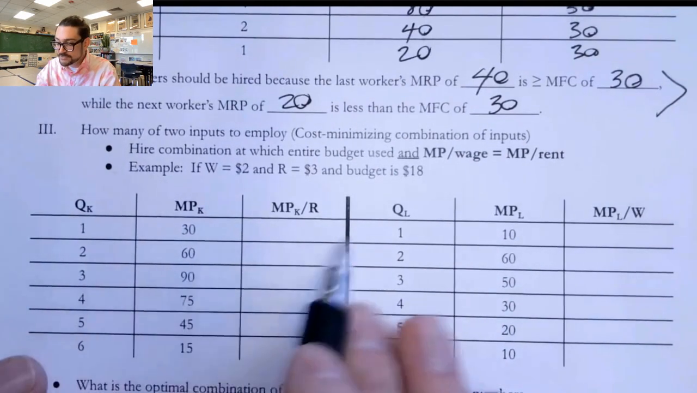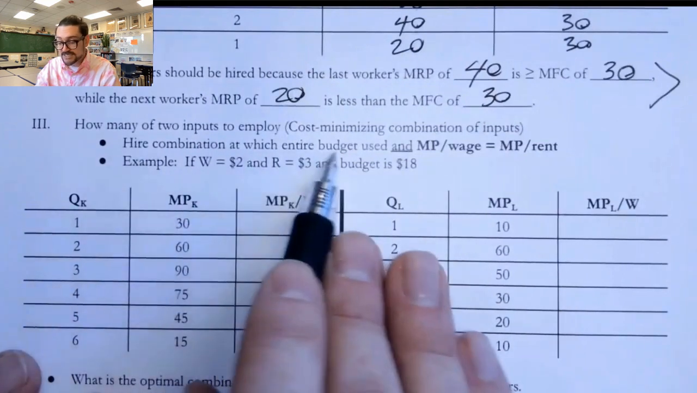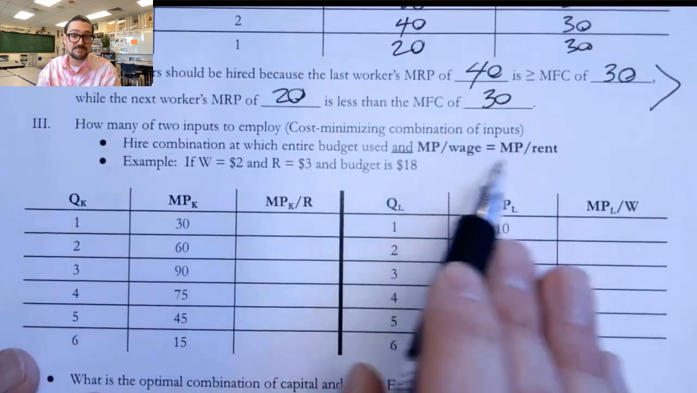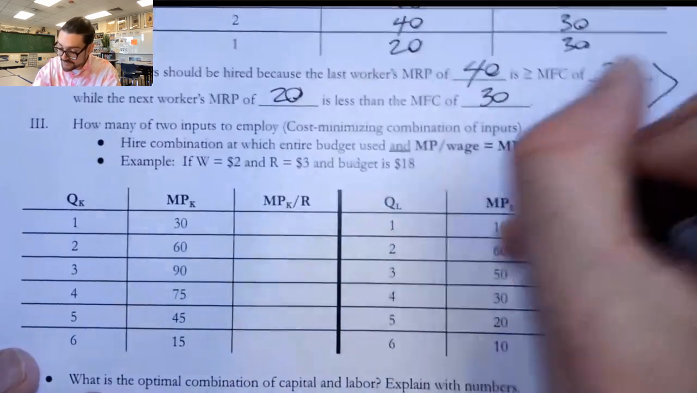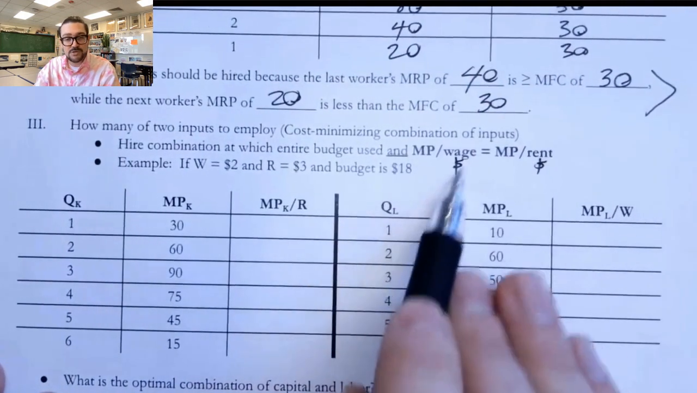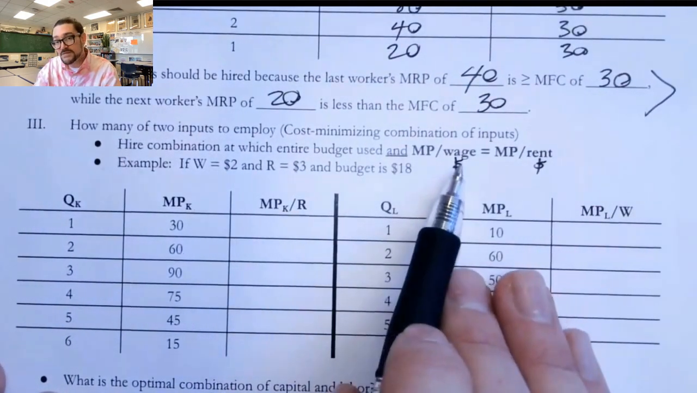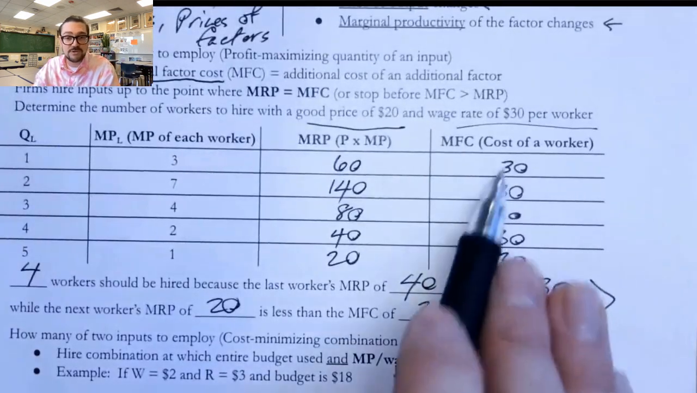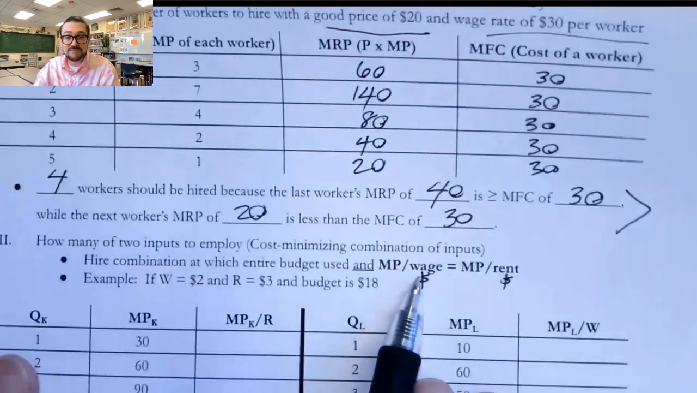So in order to do this, we have to figure out what their entire budget is and find where the marginal product divided by the wage equals the marginal product divided by the rent. Really, these are just the amount that we spent on that particular machine and that particular worker. Most of the time, the wage and the rent that we pay for the machine are going to be constant, like in the previous problem. It's $30 for every single worker, so this would just be over 30 for that problem.